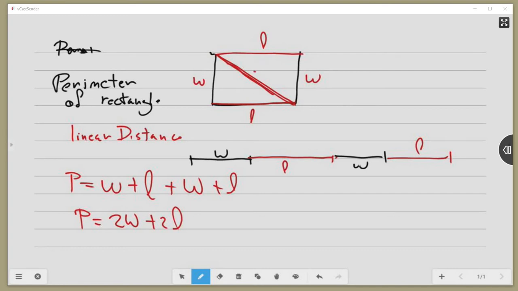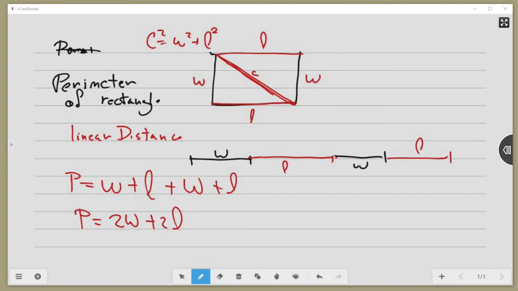If I call this C, I know that C squared is equal to W squared plus L squared, the Pythagorean theorem. I'll show you that. Pretty important. But that's how you would calculate this distance and then straighten it out. So it's just kind of like the line where the W is. If I give you this and this, you can calculate this with this equation. All right. Do you have this down?